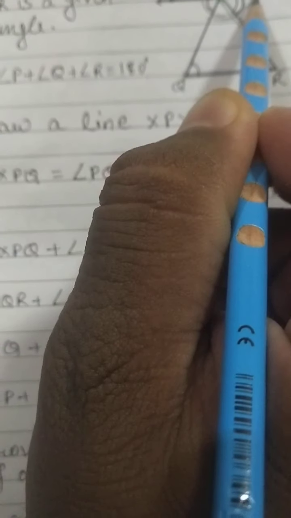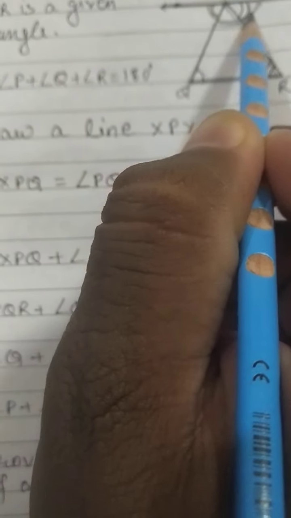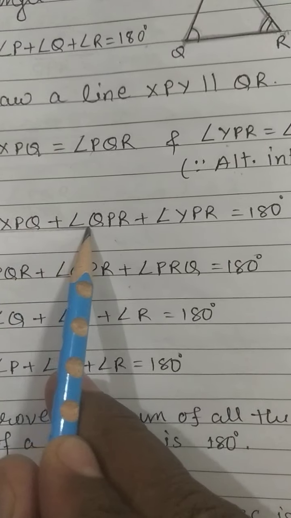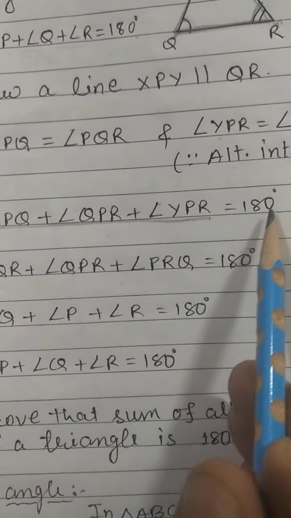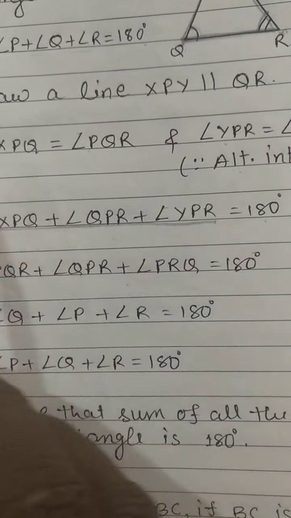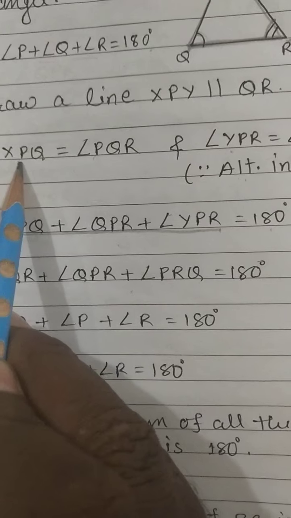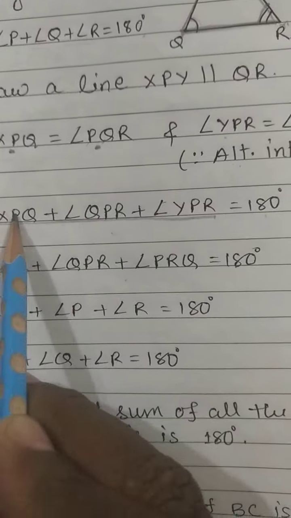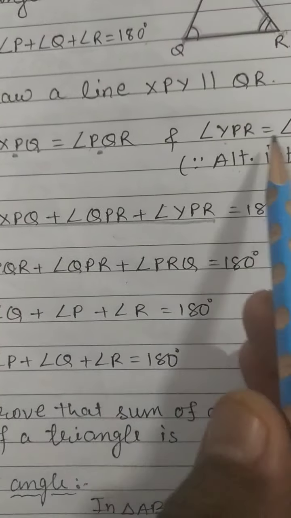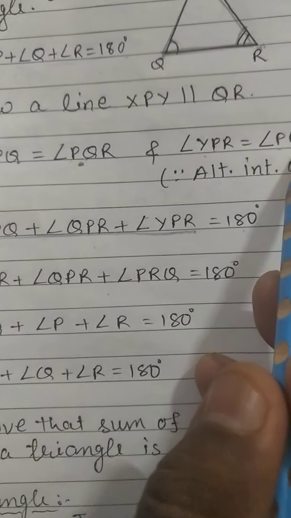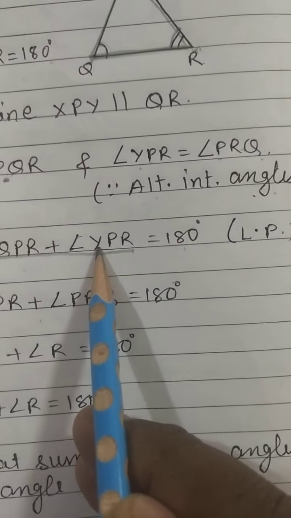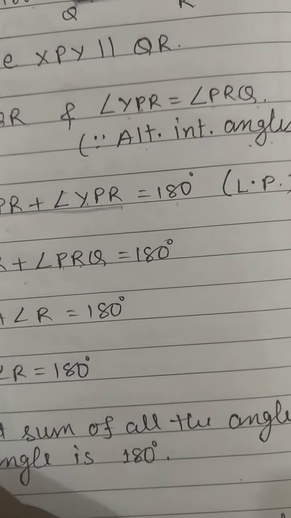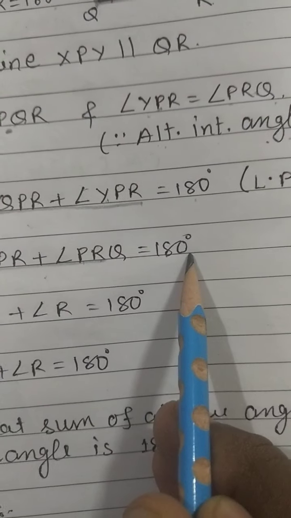Now you can check angle XPQ, angle QPR and angle YPR are all made on this straight line. So the sum of all of them is 180 degrees, because it is a straight angle. So I have written angle XPQ plus angle QPR plus angle YPR is equal to 180 degrees. Now XPQ is equal to angle PQR, so I have written PQR in place of XPQ, and angle YPR is equal to PRQ, so I have written angle PRQ in place of angle YPR. Now you can check the sum is equal to 180.